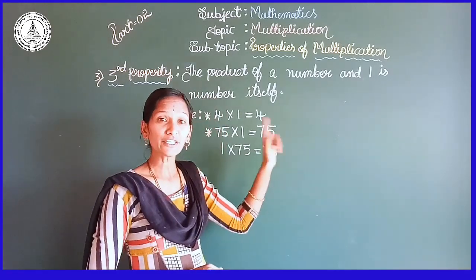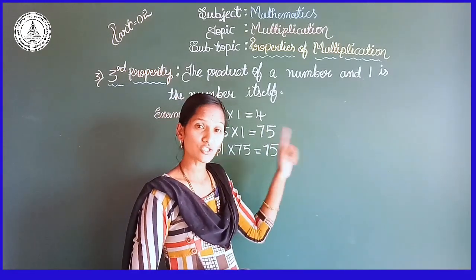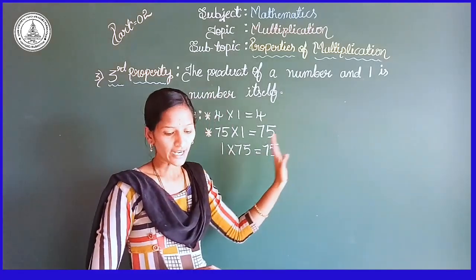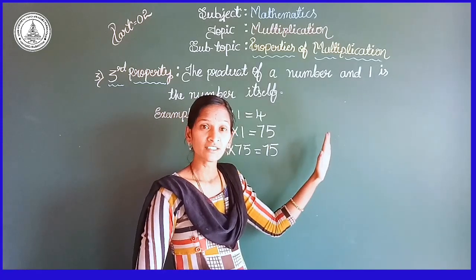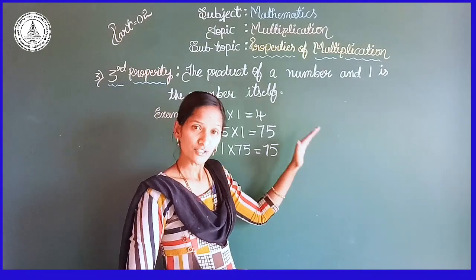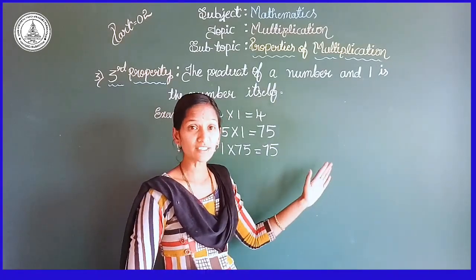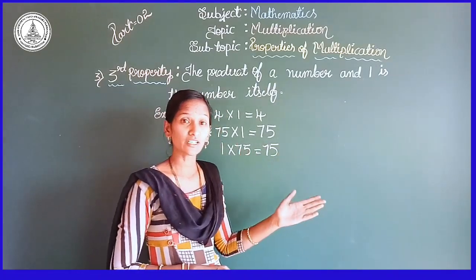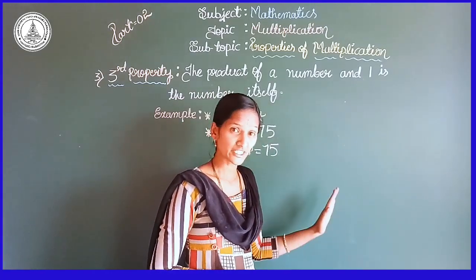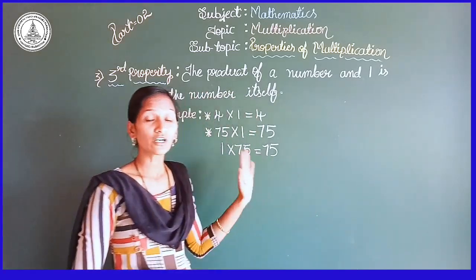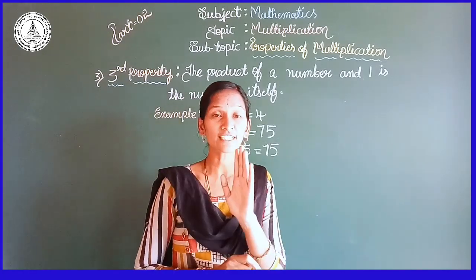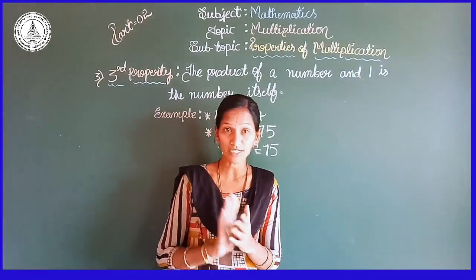The next, 1 into 2 or 2 into 1, is also equal to the same number, that is 2 itself. The next, 1 into 3 or 3 into 1, is also equal to 3, and so on. What it tells is that if you multiply any number with 1, the product is always the same number itself. So this is the third property of multiplication. My dear students, in this class you learned about the properties of multiplication.